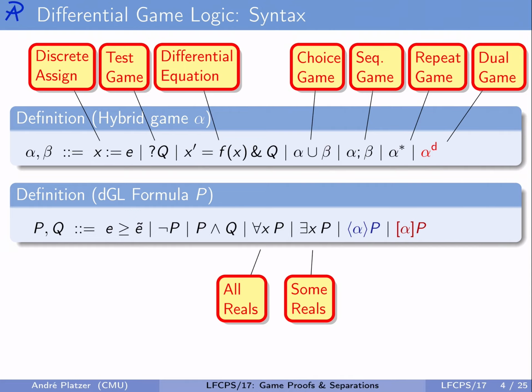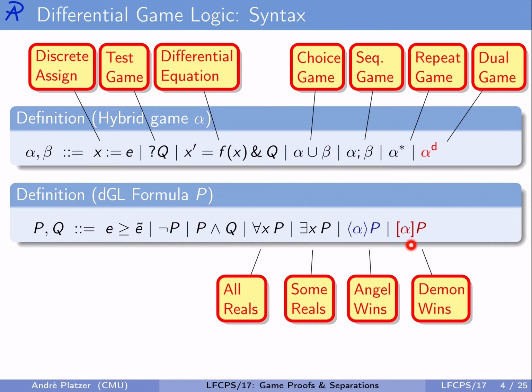The differential game logic formulas sort as they always do for us with real arithmetic and propositional logic and quantifiers of the reals, but most importantly, the alpha diamond P formula means that Angel has a winning strategy in the hybrid game alpha to get to one of the states in which the logical formula P is true, while alpha box P means that Demon has a winning strategy in the hybrid game alpha to get to one of the states where P is true. The syntax, however, really was a very tame extension of that of hybrid systems, with the presence of the duality operator being the only thing that ever changed.